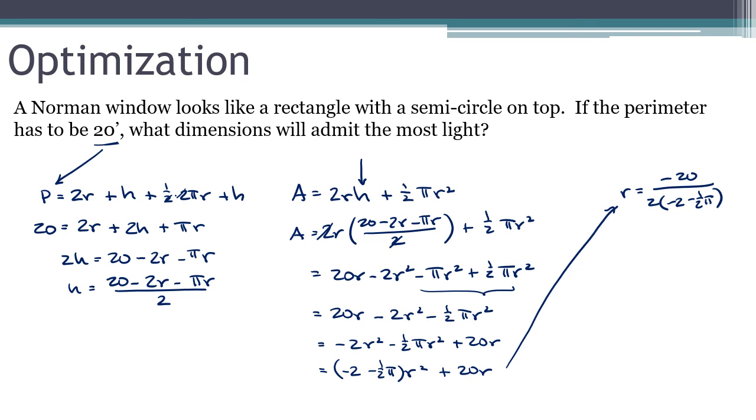Okay, this is actually going to clean up not too bad. This is negative 20 over, let's distribute that 2 into there, negative 4 minus pi. And now I can factor a negative out of the bottom. Make this minus 4 plus pi, and the minuses are going to cancel. And this turns into 20 over 4 plus pi. And there you go. That's my r value. It's not a particularly pretty r value, but sometimes they aren't.